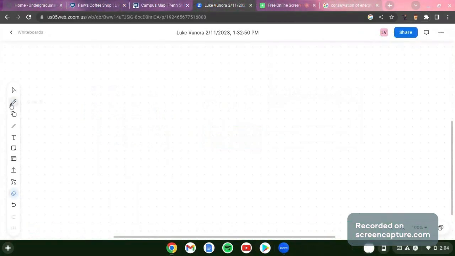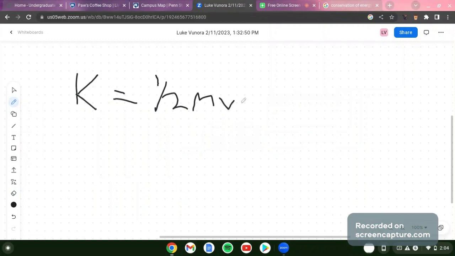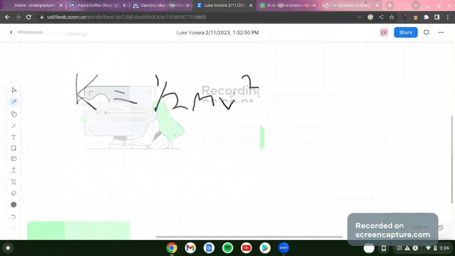All right, so when the ball is moving, after it has made contact with the racket, it now has kinetic energy. The equation for that is K, for kinetic energy, equals 1/2 mv squared, where m is mass and v is velocity. This one's self-explanatory: when it's moving, it has kinetic energy.